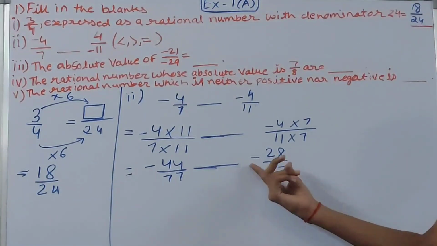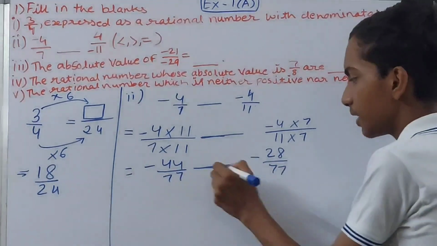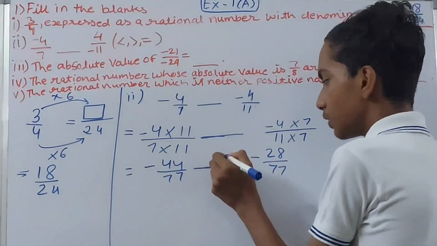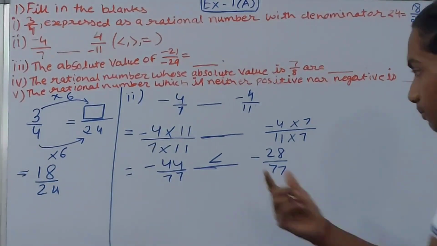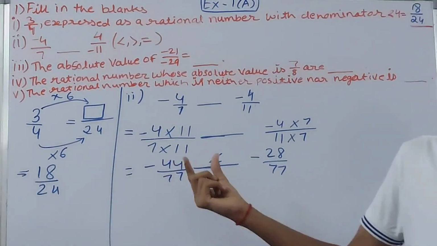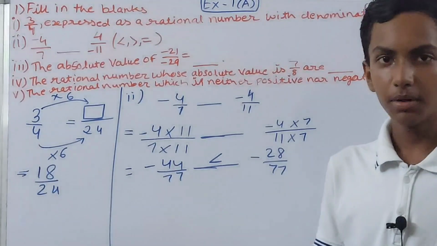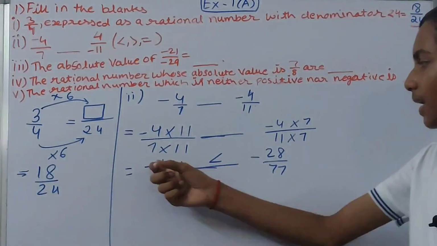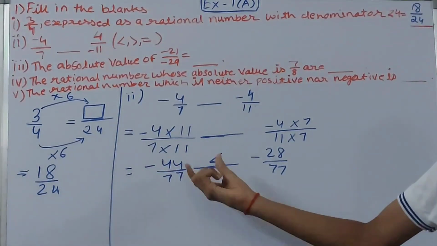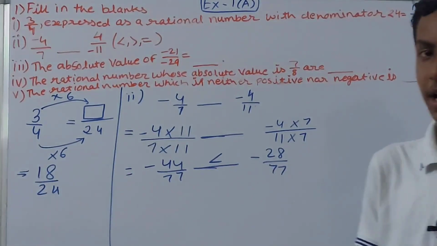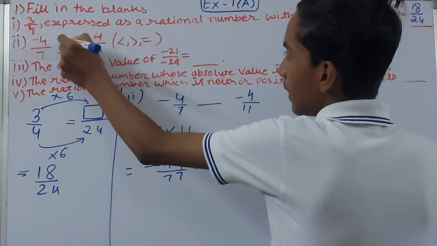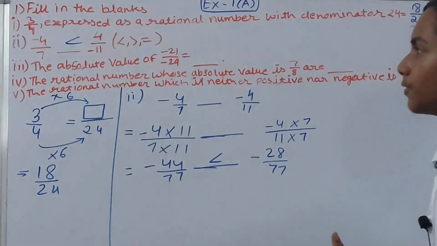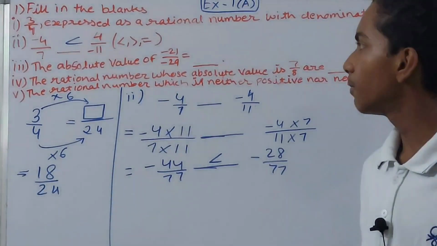Which one is greater? Of course minus 28 is greater than minus 44, so put this sign. This means that the number which is negative but has higher numerical value, minus 44, so of course 44 is greater than 28, but in minus it is the opposite, so we'll put the less than sign, right? Minus 4 by 7 is less than 4 upon minus 11.